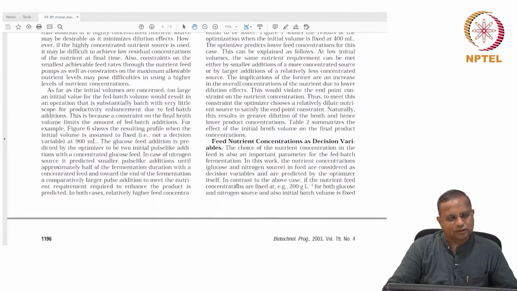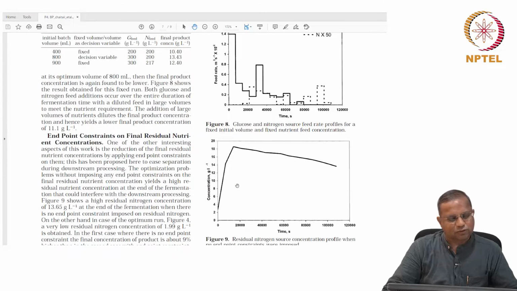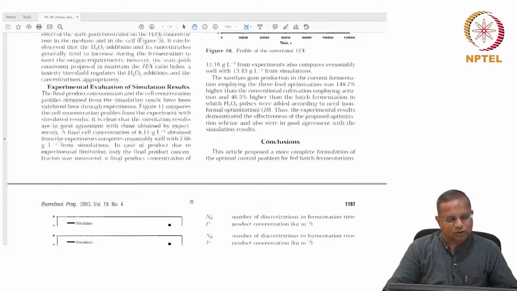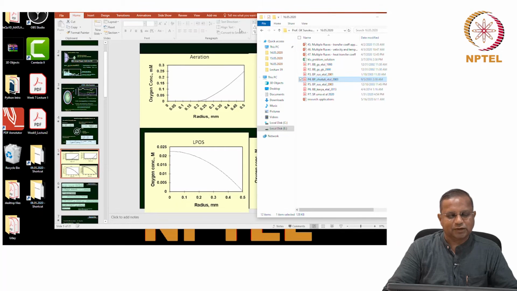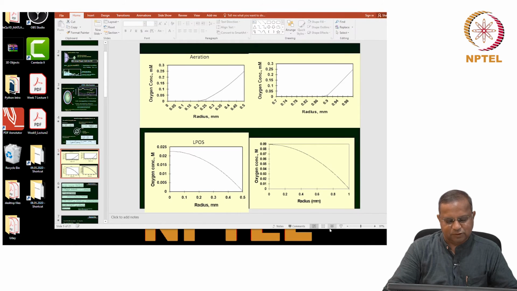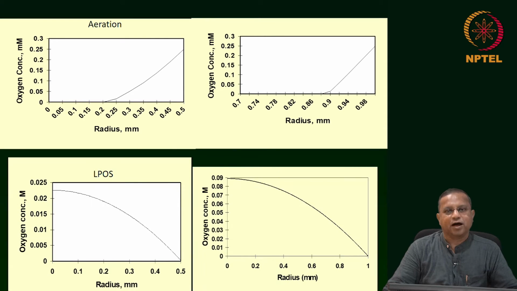Let me tell you, since it is more of control, I am not too sure how much of a background you have in control. Let me not get into the control details of this paper. What I am going to do is go back to the presentation and show you some summary of the results from our point of view.